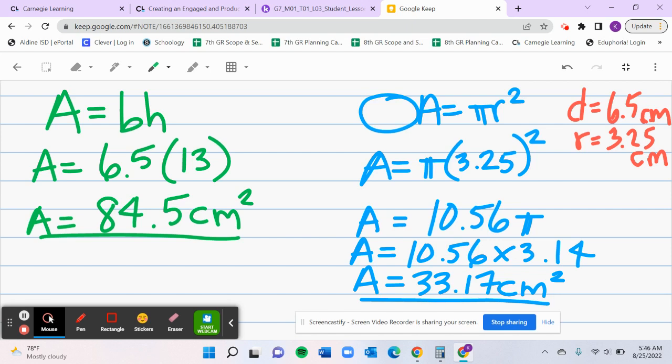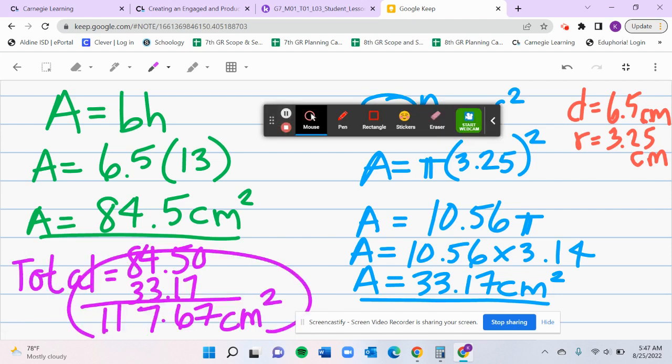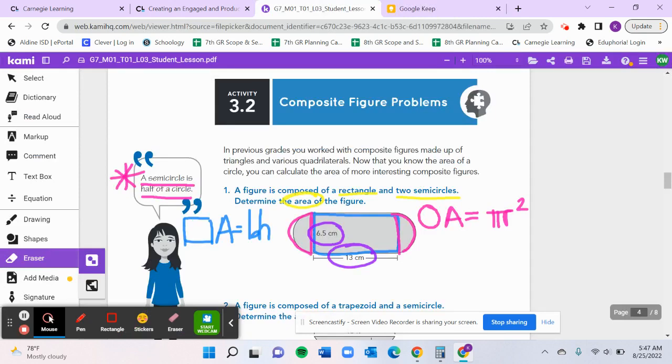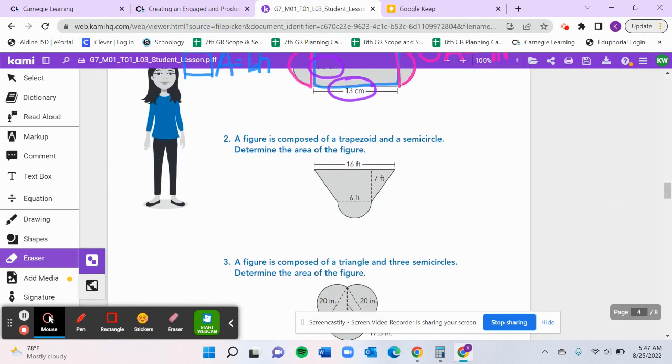Hopefully you said, add it all up. You're absolutely correct. Add it all up and you should get 117.67 centimeters squared, which is the answer that you should have gotten for question number 1. Now move on to question number 2.